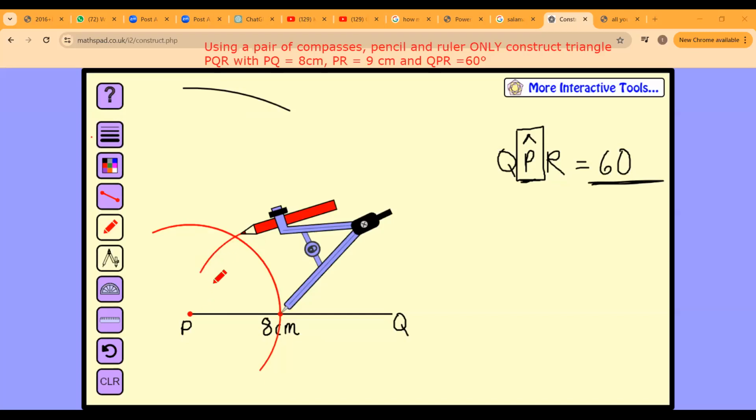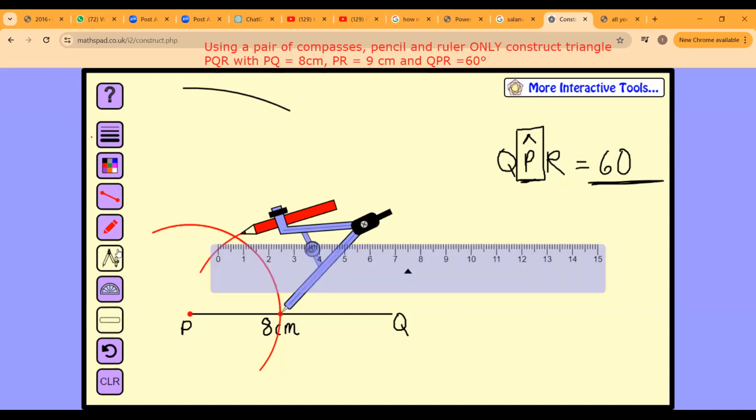No, sir. Actually, yes, we're going to draw a line that passes through this point, because remember, we're drawing a 60-degree angle. So we're going to draw a line that passes through this point. What are we going to use to draw a line, Ajani? A ruler or a compass? A ruler, very good.